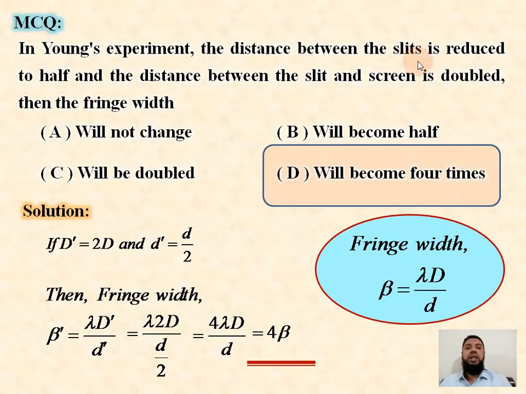If we reduce the distance between the slits to half and double the distance between screen and slit, then the fringe width will become 4 times, or quadrupled.